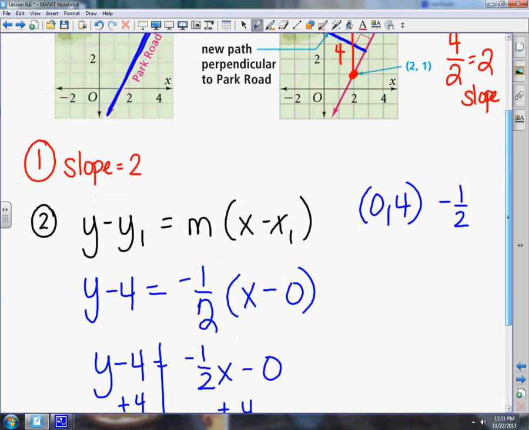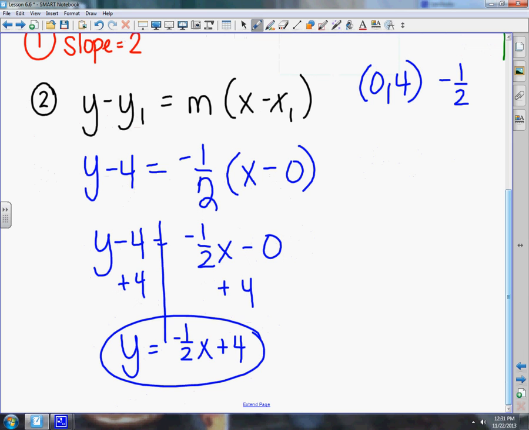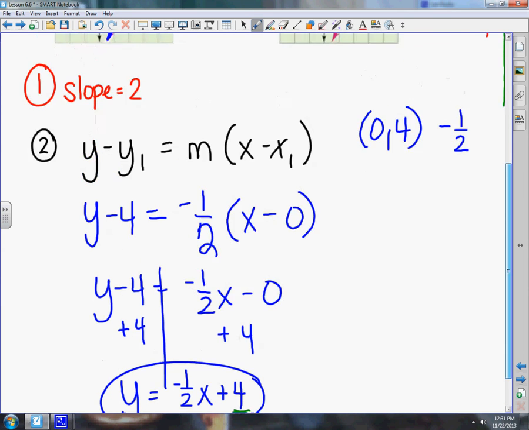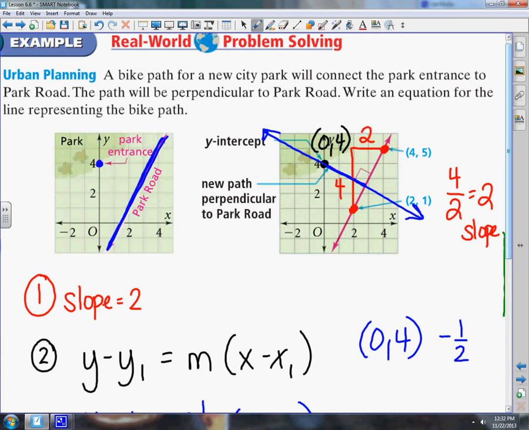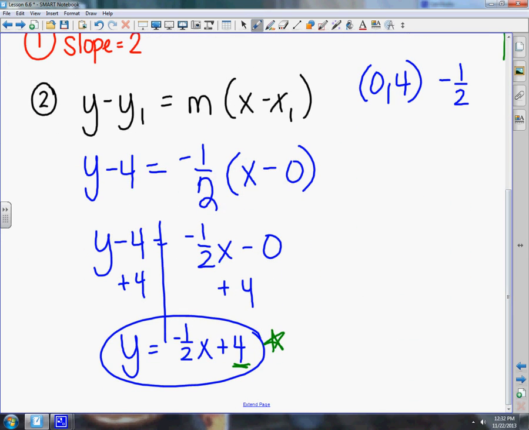And I can check that by looking at this line. My y-intercept is 4, so I have that right. My slope would be negative 1/2, so if I start here and go over 1, it's going to go down 1/2. So I know my equation is correct by double checking it. All right, that's it for your notes.